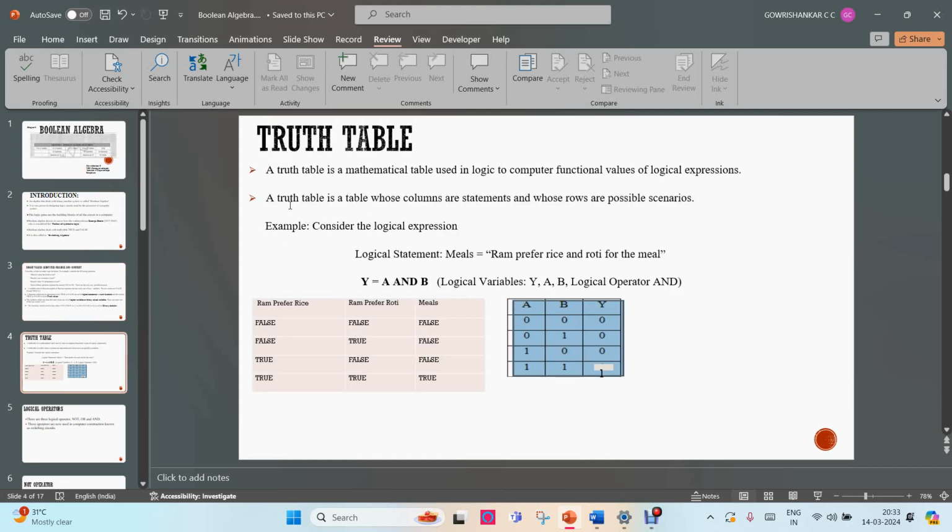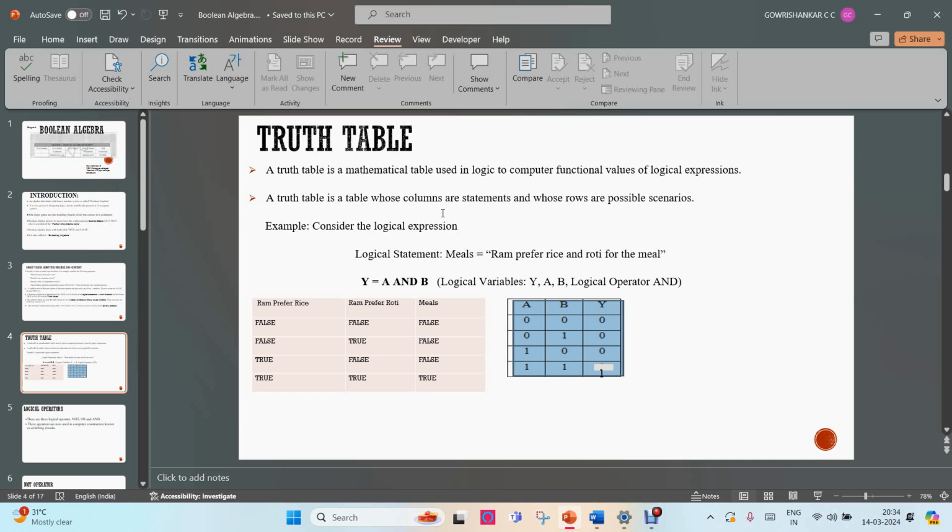Next, we're coming to the truth table. How are we going to write the truth table? The truth table is a mathematical table of logical computer functions, values and logical expressions. It means that with the help of a logical expression only, we are going to write the truth table by using a mathematical table. The truth table is a table whose columns are statements and whose rows are possible scenarios.